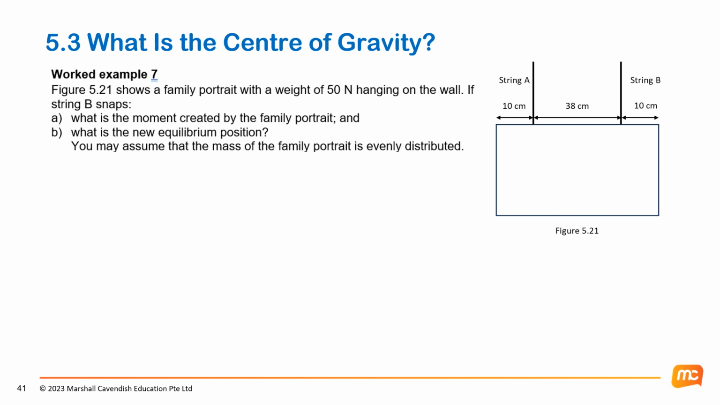We have over here a family portrait with a certain weight, 50 newtons, hanging on the wall. If string B snaps, what is the moment created by the family portrait, meaning the weight of the family portrait, and what is the new equilibrium position? We may assume that the mass of the family portrait is evenly distributed. So, knowing that the mass of the family portrait is evenly distributed, that tells us that the center of gravity of the portrait is in the middle.